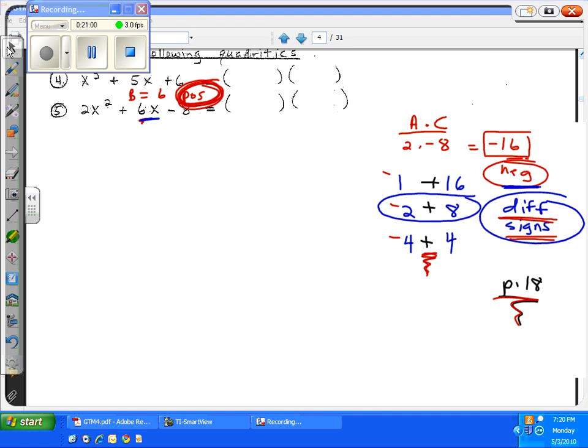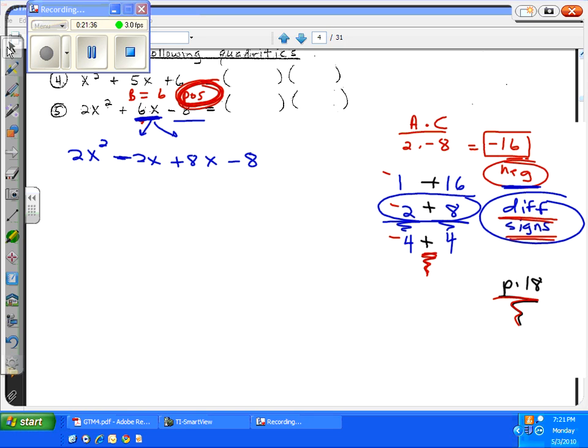So now we move to step 4, which is to split the middle term into those two pieces. So we're going to change that 6x into a -2x plus 8x. And we're going to let that negative be indicated with a minus sign, and that positive be indicated with a plus sign, and there's still a -8 at the end. So we split the middle term 6x into those two pieces. Step 4.